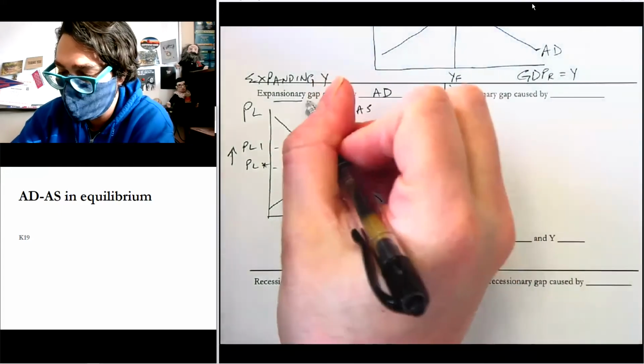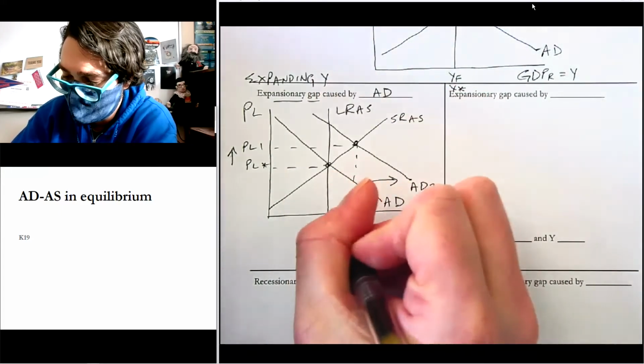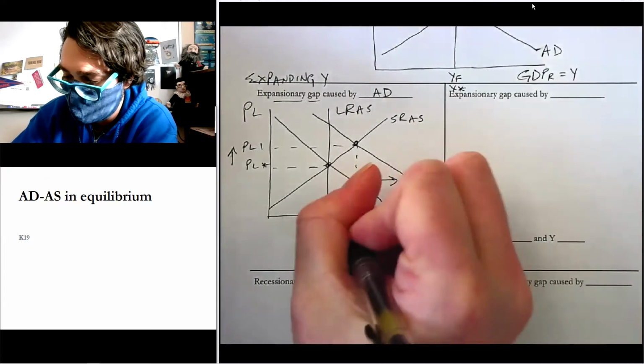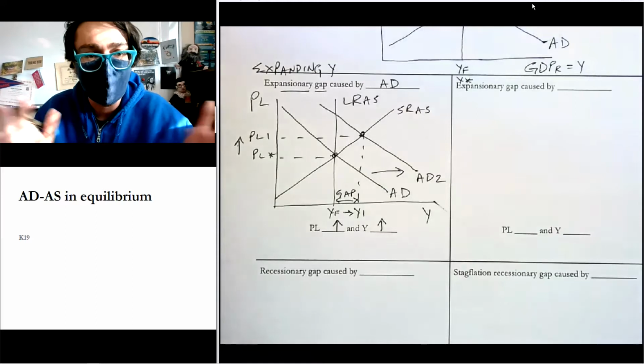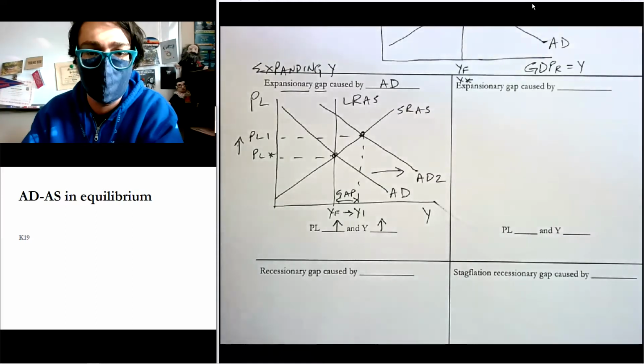And if you're wondering why we call it a gap, well, this is the gap. It's the distance of the output. It's called an output gap. It's a fancy way of saying you're not at full employment.